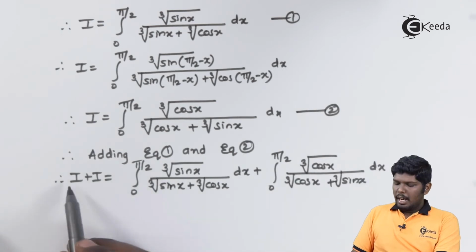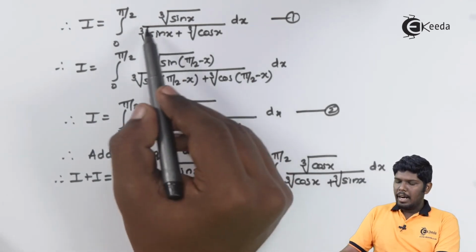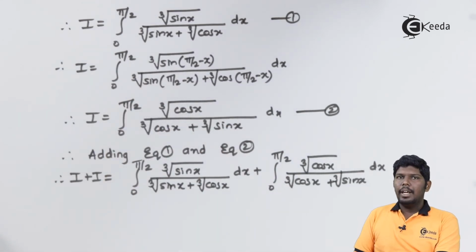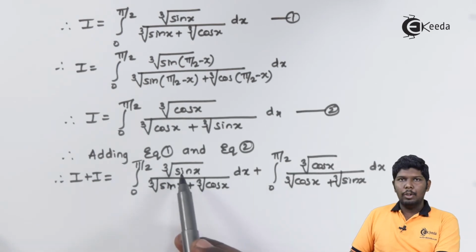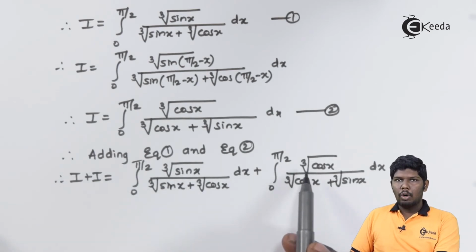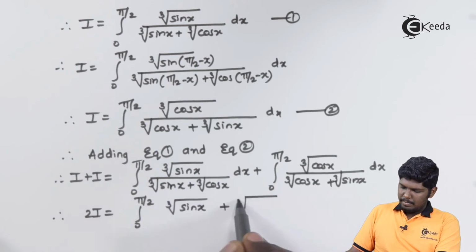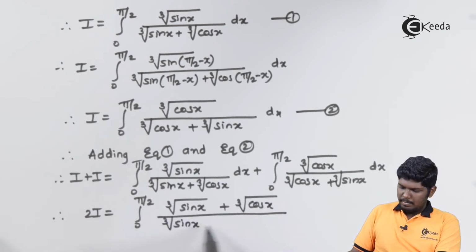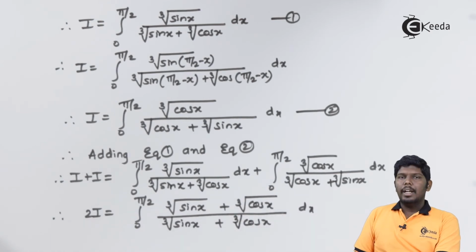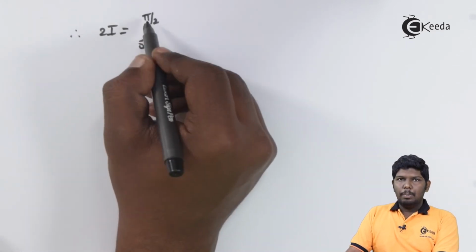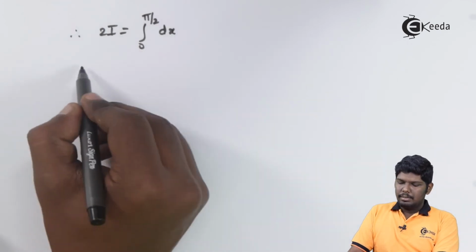on the left hand side I plus I, and on the right hand side we have added the RHS of both the equation. Here you can see the denominator of both the integrals is same. Therefore, we will directly add the numerator as cube root of sin x plus cube root of cos x upon cube root of sin x plus cube root of cos x. Numerator and denominator being same, it will be cancelled. Therefore, 2I will be integral 0 to pi by 2 dx.